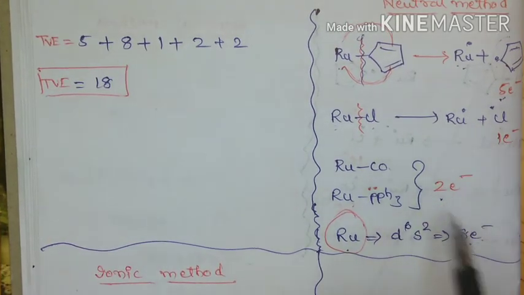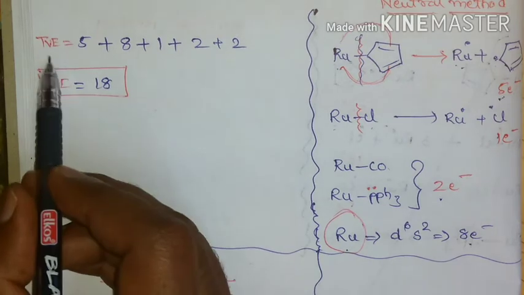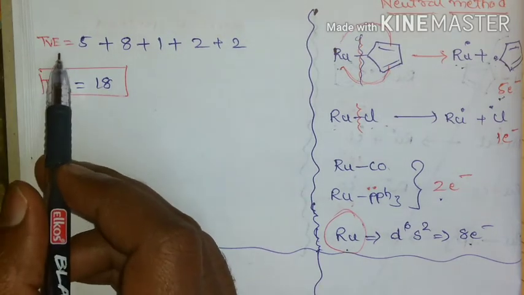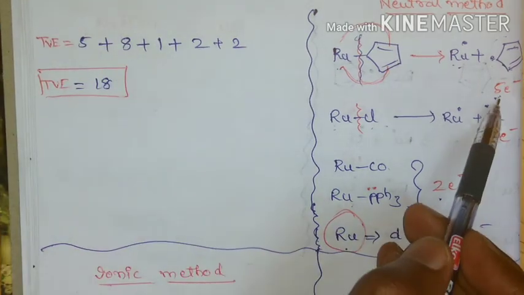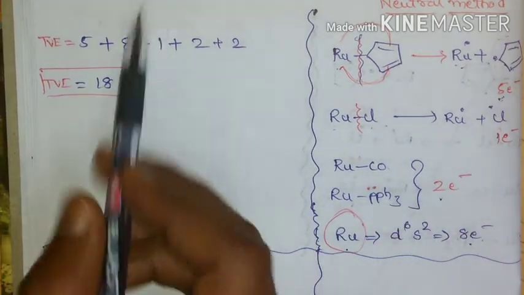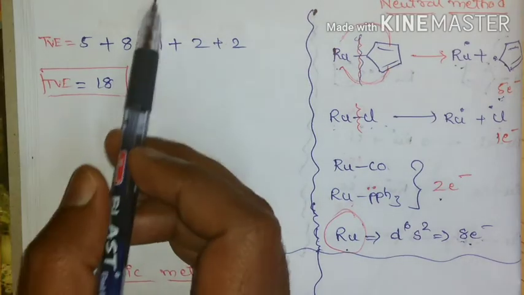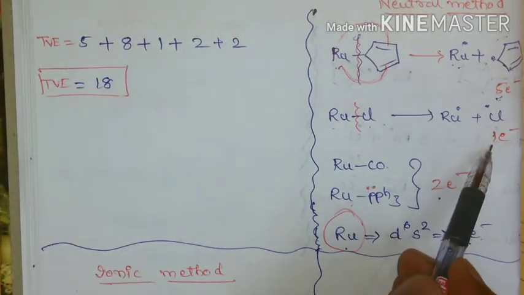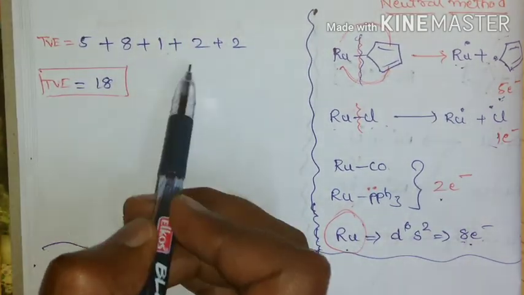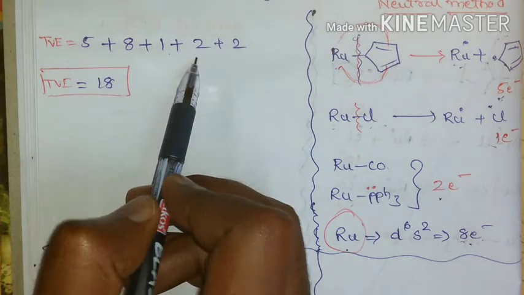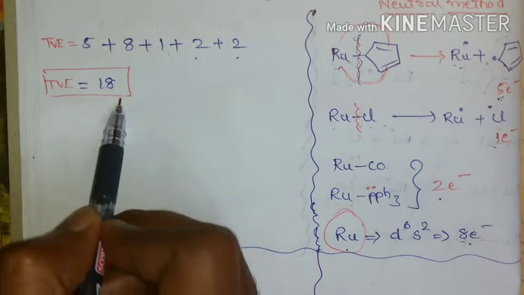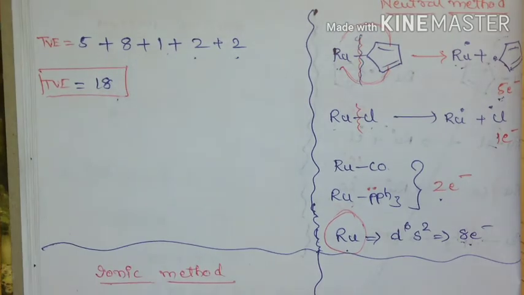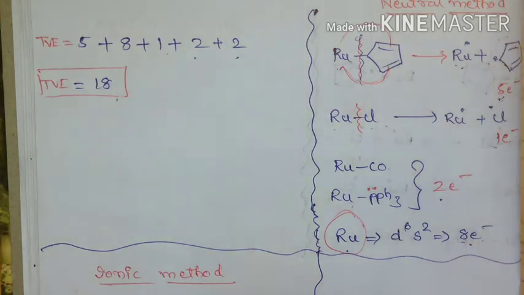By substituting all these values, if you find the total valence electrons: eta 5 C5H5 is going to contribute 5 electrons. Ruthenium is going to contribute 8 electrons. Chloride is going to contribute 1 electron. CO, a neutral ligand, is going to contribute 2 electrons. PPh3 is going to contribute 2 electrons. So if you sum up, it is going to have 18 valence electrons. Hence it obeys the 18 electron rule according to the neutral method.